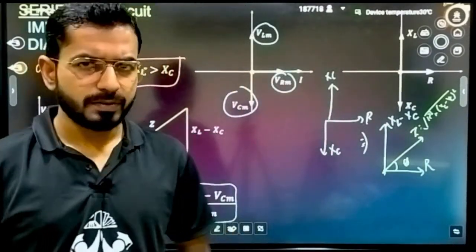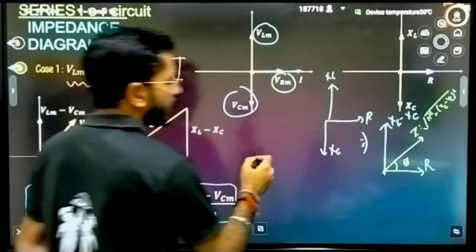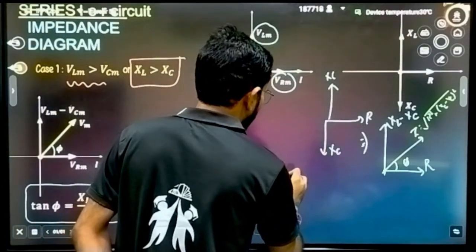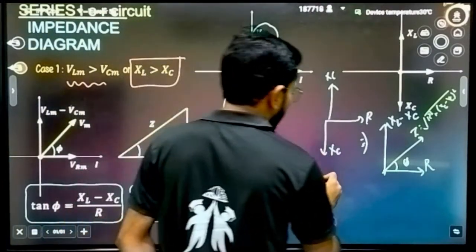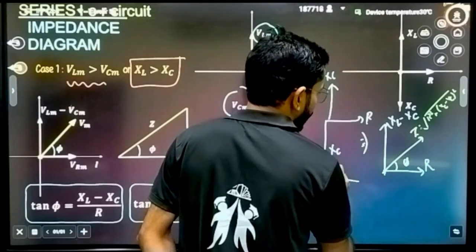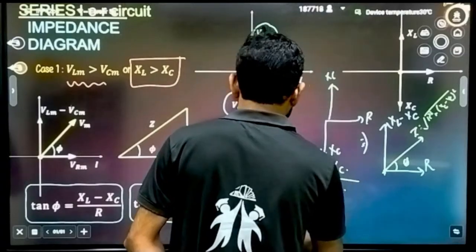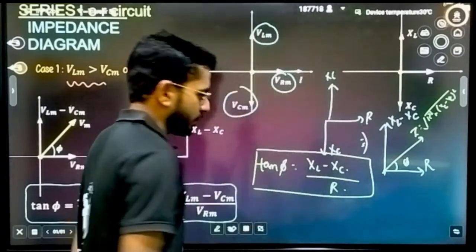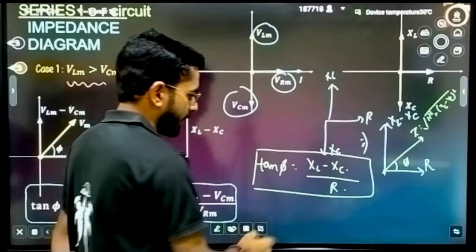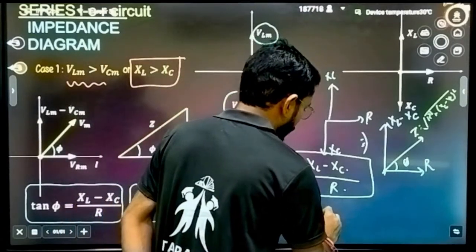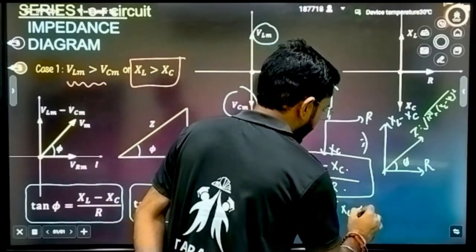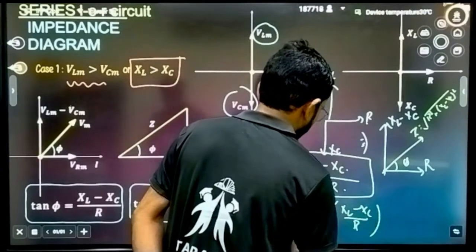Potential will be leading. It will be very simple for you. So how will you write tan of phi? Tan of phi will be written as perpendicular upon base. What is the perpendicular? The perpendicular is XL minus XC divided by the resistance R. Or if you want to write it in terms of phi, phi is equal to tan inverse of XL minus XC divided by R.